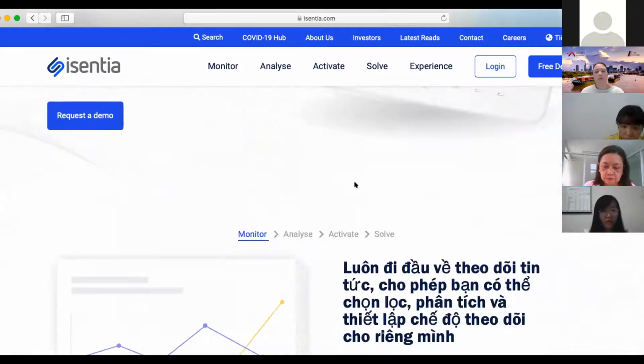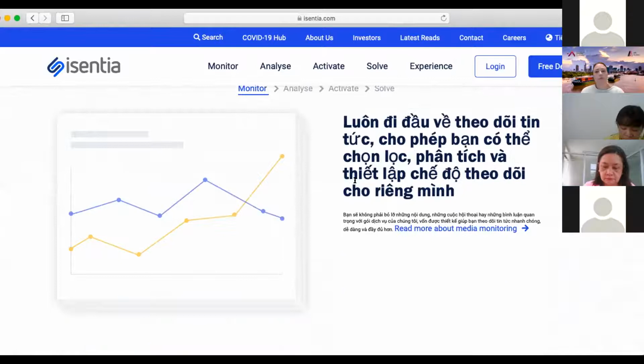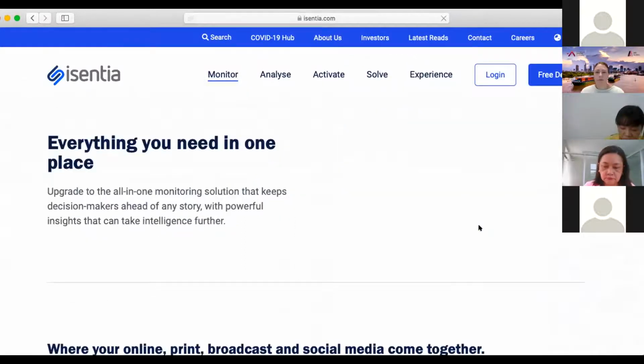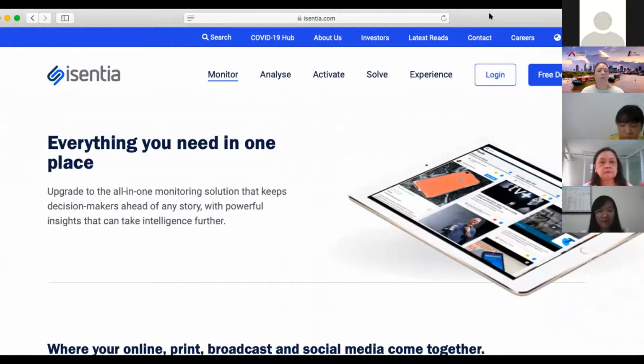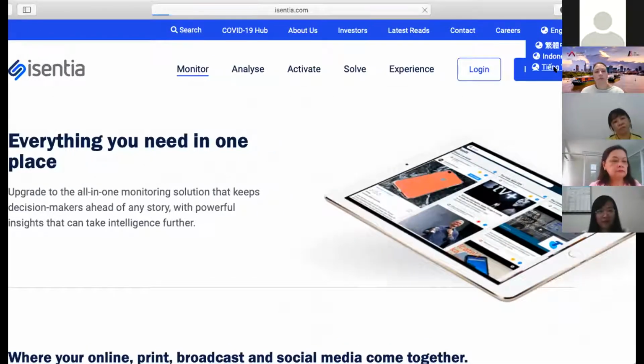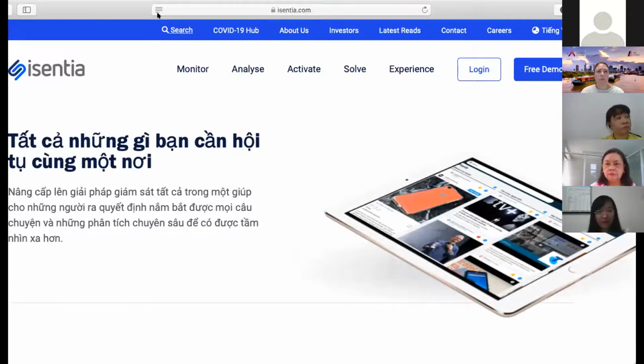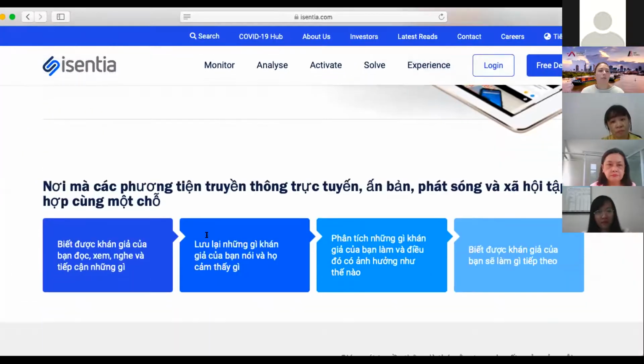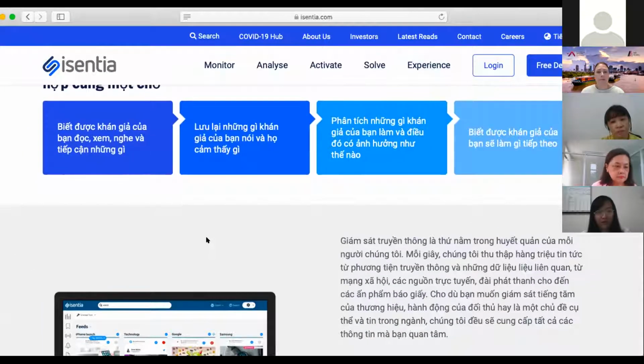It allows you to really tailor information sources that you need. It does something very interesting these days though. If I tap on this, read more about media monitoring, and I get it up in Vietnamese again, I think you'll see something interesting here. This is a very comprehensive service.